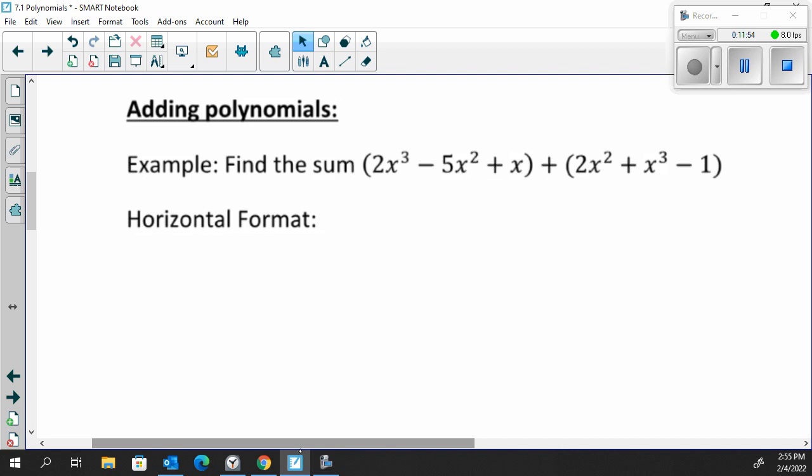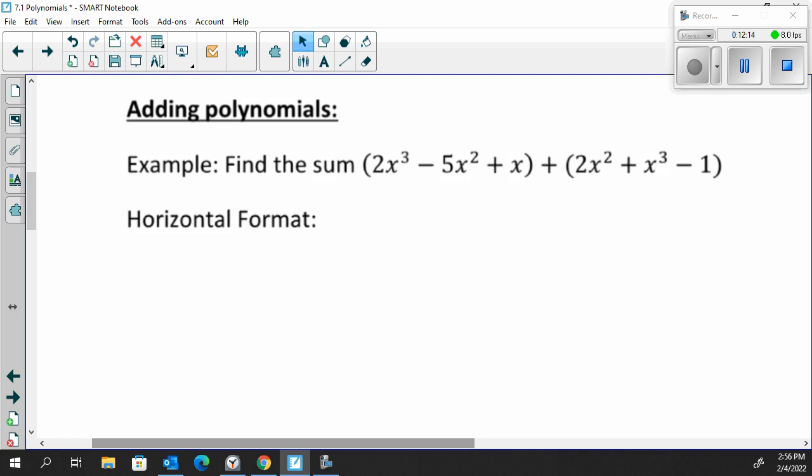We are going to do things with polynomials. We're going to add them, we're going to subtract them, and we're going to multiply them. You're not going to divide them. That comes in algebra 2. But you're going to add, subtract, and multiply them. Today, we're just going to think about adding them. So if I tell you to add this and this, here's how you do it. It's pretty straightforward.